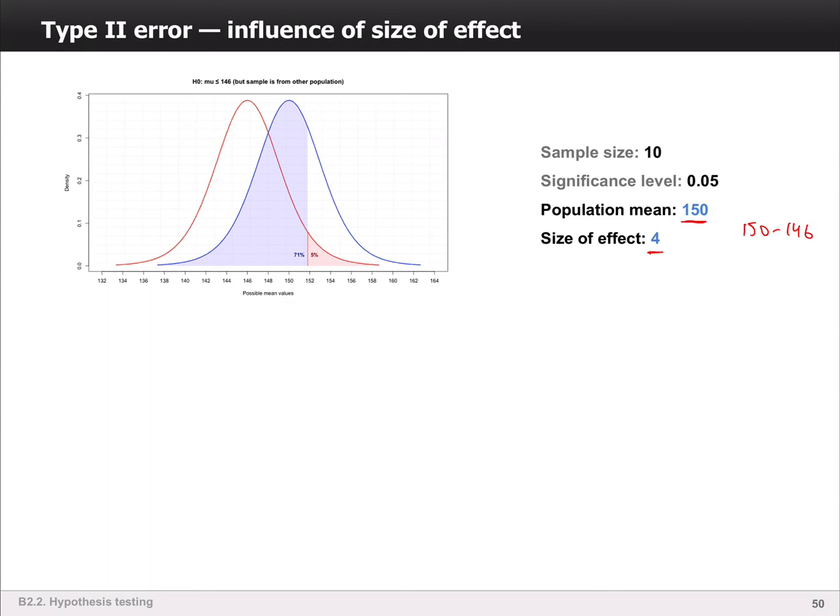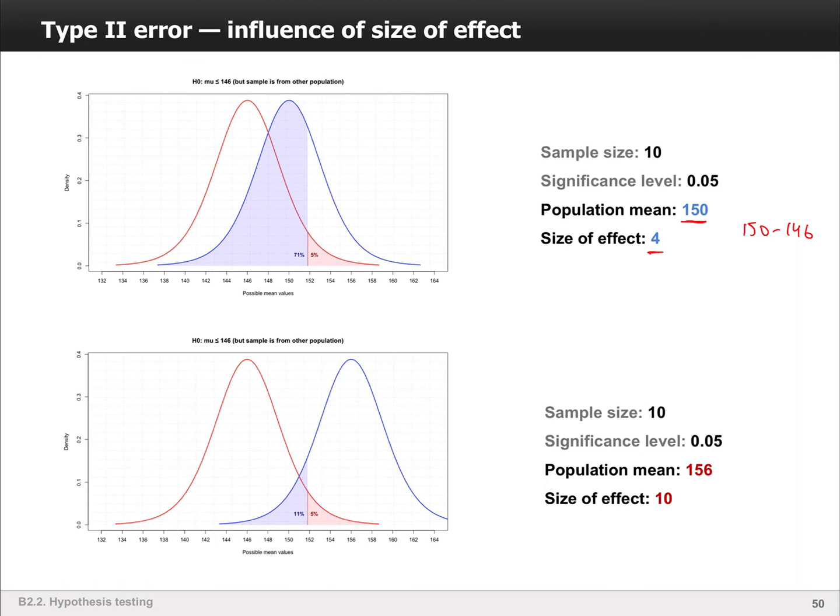Now, what if we change this? Let's say the river becomes more contaminated. Will it change the type 2 error? Well, apparently yes. In this case, you see the new average chloride content is 156. So the size of the effect is 10 now, because it's 156 minus 146. And now look at this. Now the probability for type 2 error is only 11%. Okay, so if the size of the effect is larger, then the probability for type 2 error gets smaller.